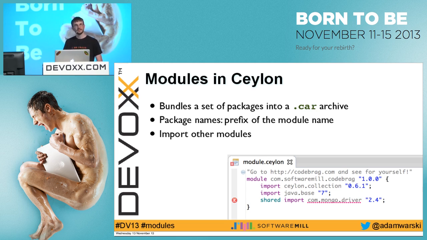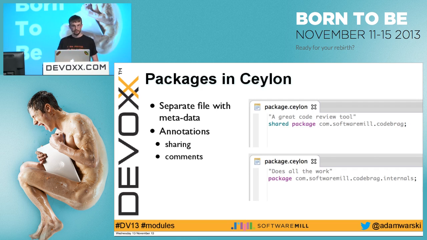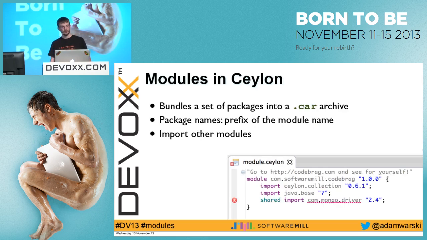So what does the module metadata file contain? Of course, it contains the name of the module. Like with packages, we can have some documentation, so we can describe what the module actually does. But here, additionally, we can specify the version of the module, right? In packages, if we look at the package definition, we only had the package keyword and the name of the package. Here we also get the version number.